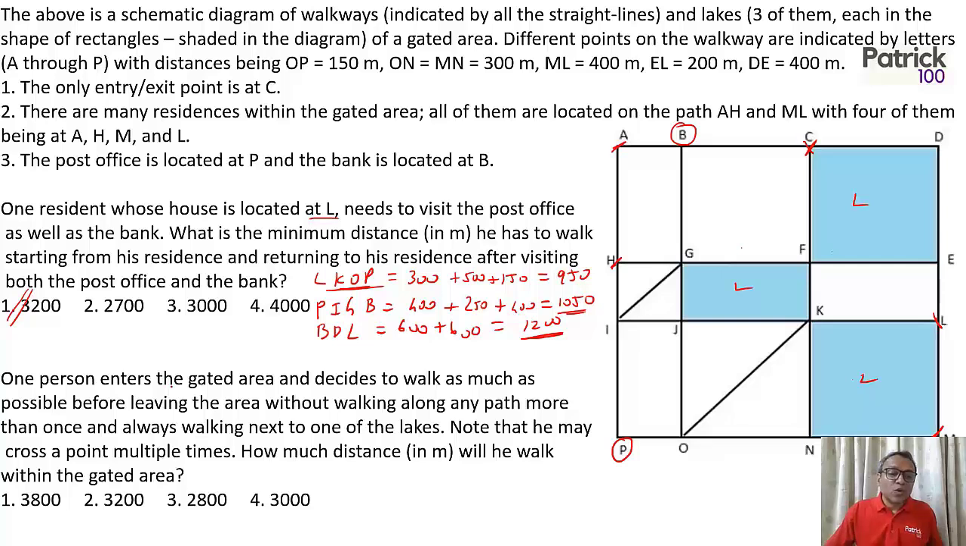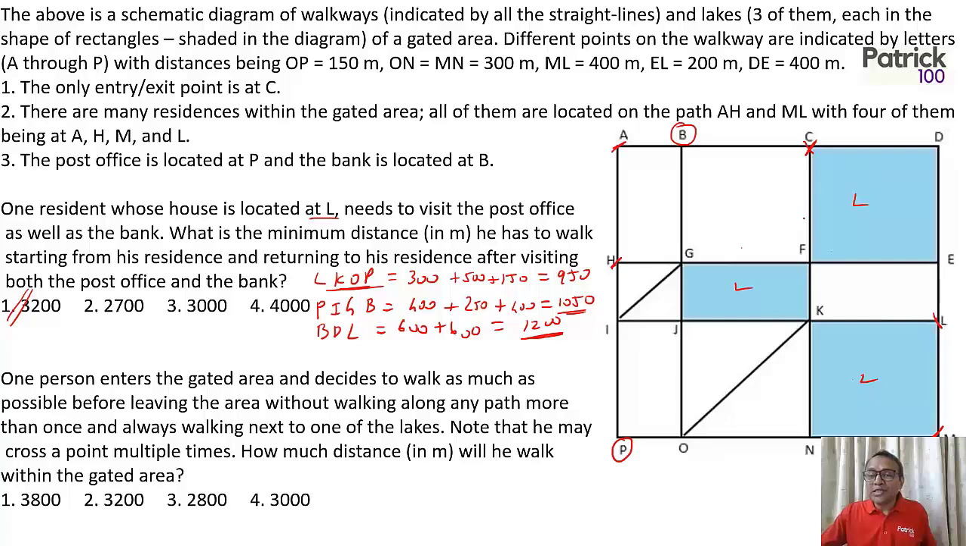Next, one person enters the gated area and decides to walk as much as possible before leaving the area, without walking along any path more than once, and always walking next to a lake. So he has to walk on a path next to a lake. He can cross a point multiple times, but a path he can cross only once. So let me see if there is a way where I can go through all the paths that cover the lake.